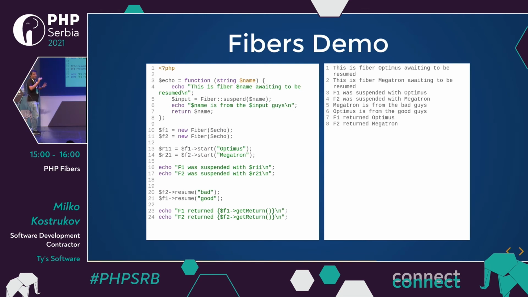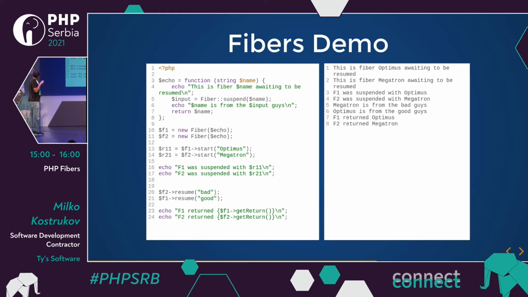Okay, so let's play with this. Let's play with a fiber. We're going to have this function here. It's going to echo "this is fiber", and it's going to echo the name that we passed in, awaiting to be resumed. And then it's going to suspend. It's going to suspend with the name we passed.